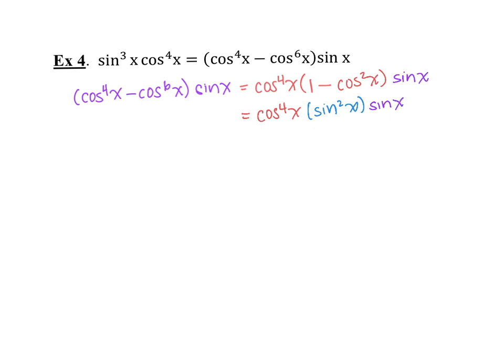Let me look at what I'm trying to prove. I'm trying to prove that this is equal to sine to the 3rd x, which it is, times cosine to the 4th x, which it is. So I proved what I'm trying to prove. And if you had written cosine to the 4th x times sine to the 3rd x, that's fine. It's equivalent and I accept that.